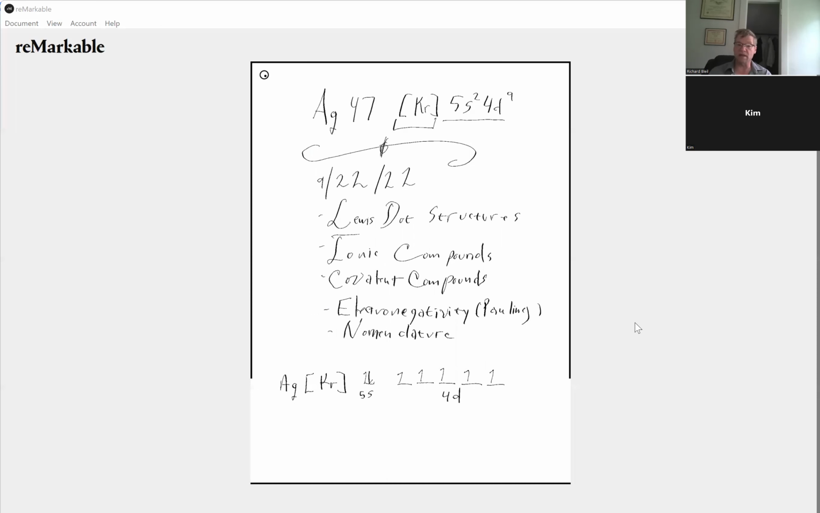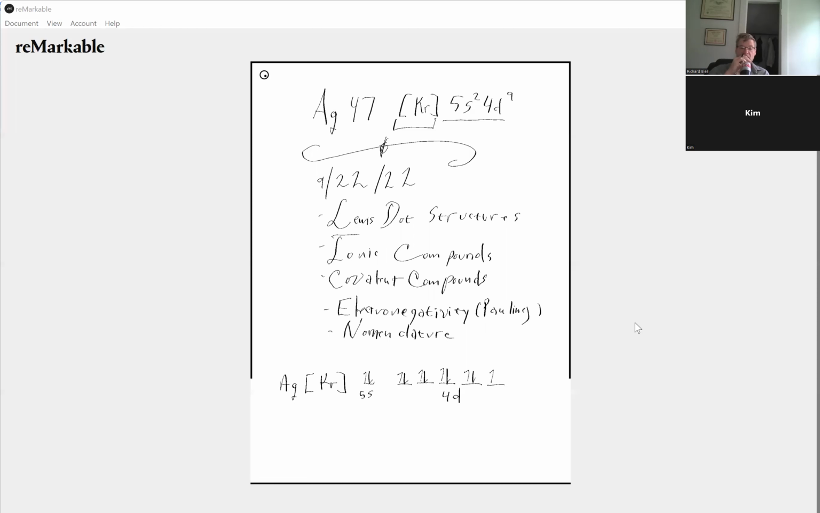Now that we have 1 in each orbital, now we go back and repair. Five, 6, 7, 8, 9. Now we have 9 electrons. So this is the electronic configuration for silver.